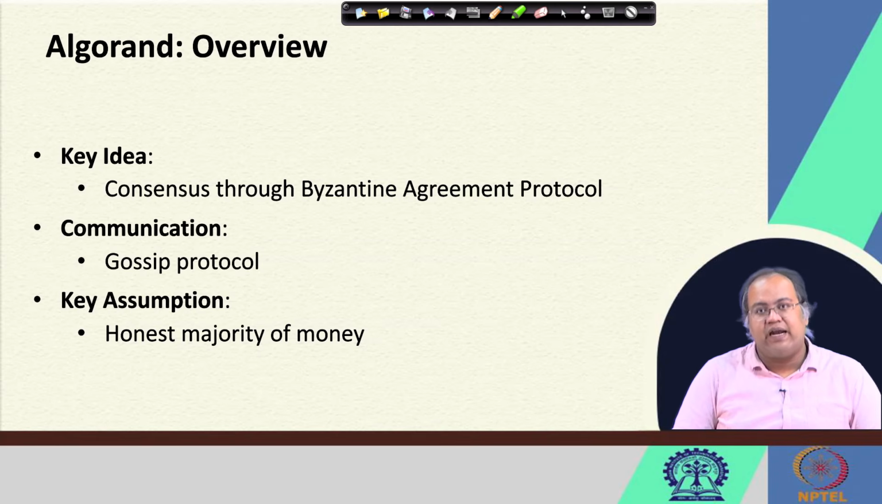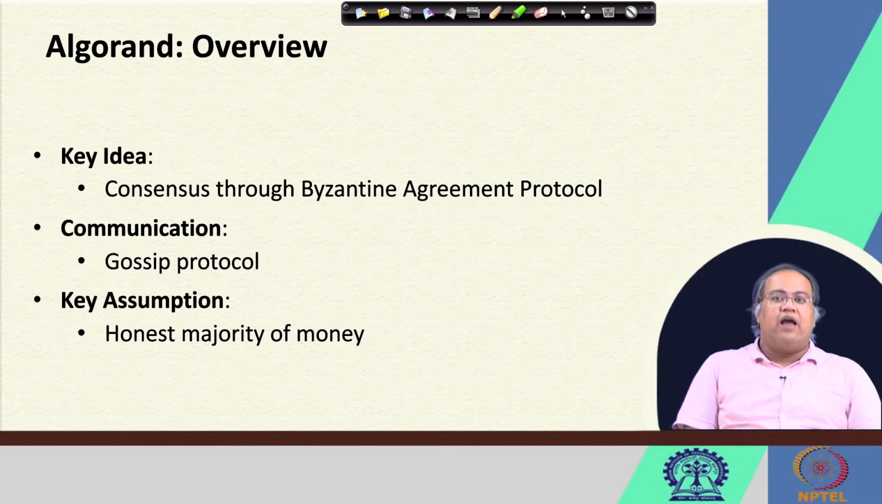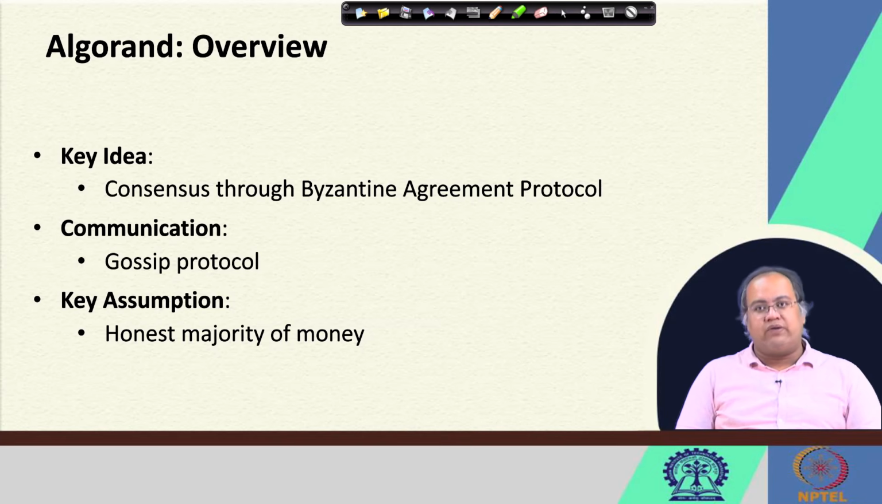So, the communication medium that it uses, similar to Bitcoin, is the gossip protocol, and the key assumption is the honest majority of money. Honest majority of money means the people who have a larger amount of Algorand with them are more likely to become a part of the underlying consensus mechanism. So, to participate in the system, you need to hold a good amount of money, so that you can prove that I am a legitimate user in the system, and I have done a lot of transactions in the system. So, I am a legitimate user to participate in the consensus procedure of the system.